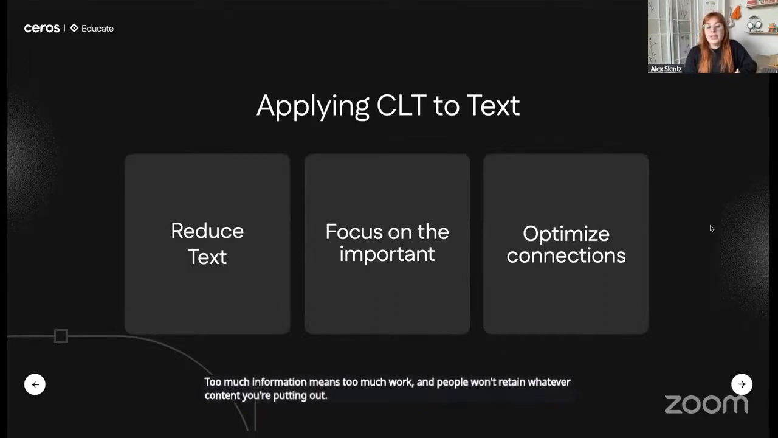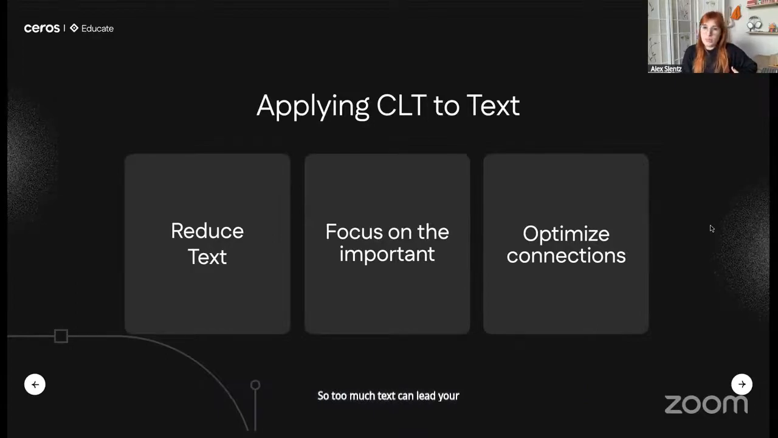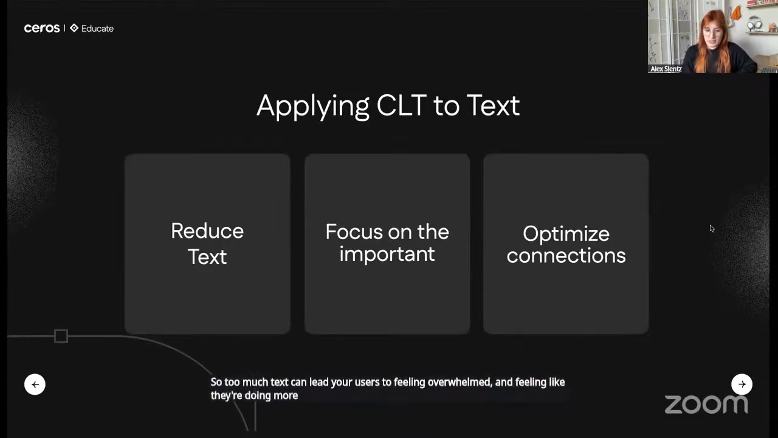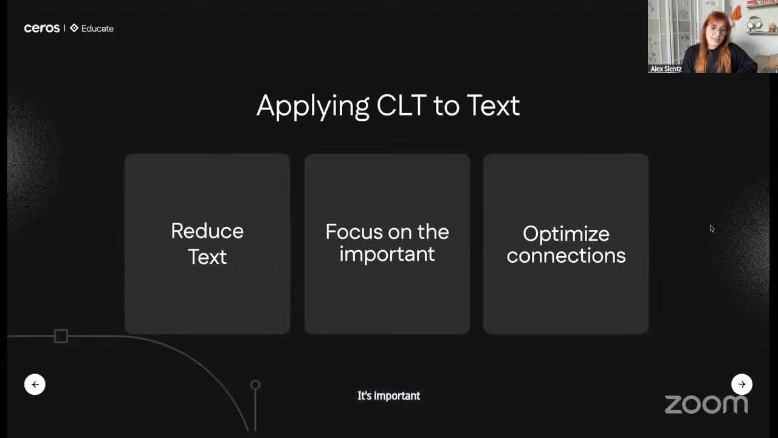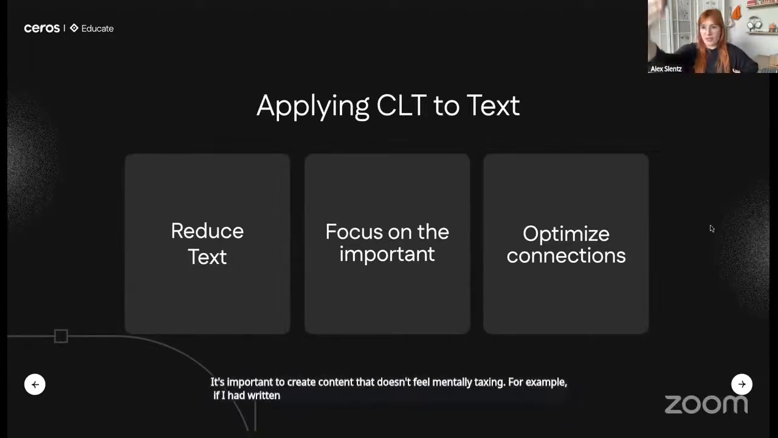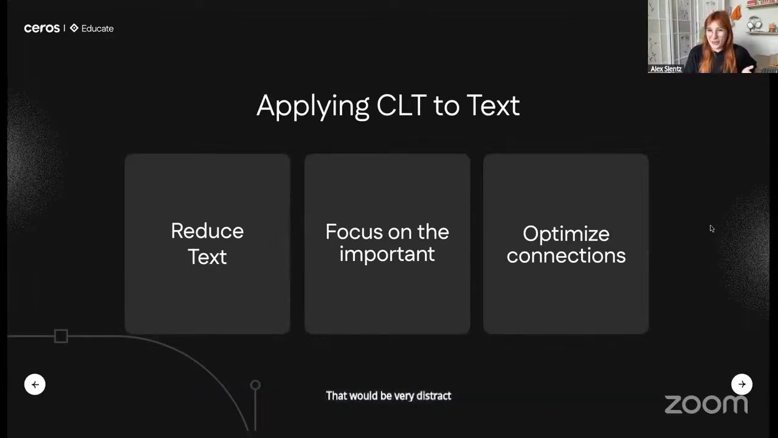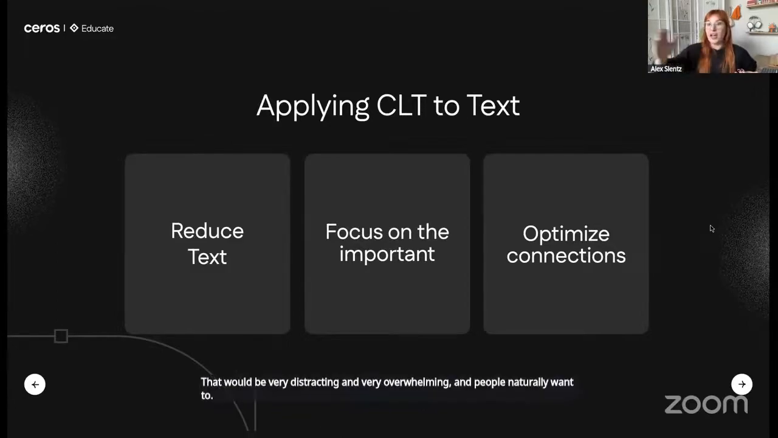So, too much text can lead your users to feeling overwhelmed and feeling like they're doing more work than they need to be. It's important to create content that doesn't feel mentally taxing. For example, if I had written out everything that I just said on this page, that would be very distracting and very overwhelming, and people naturally want to read ahead.